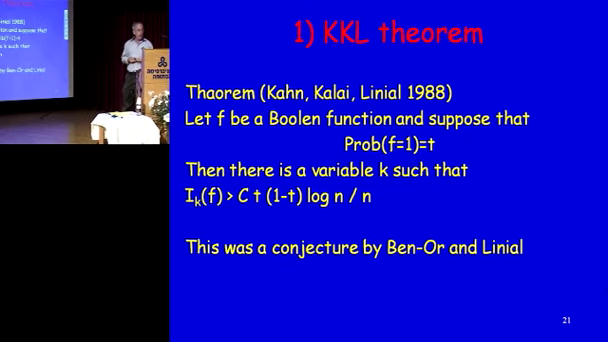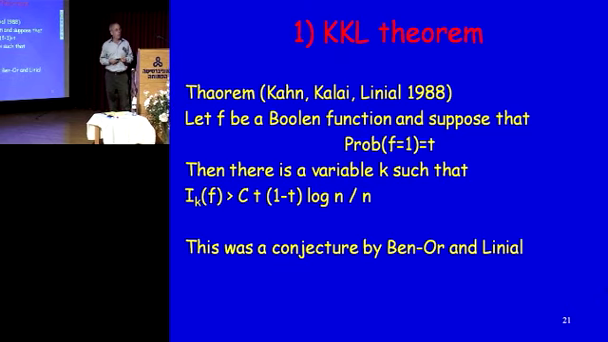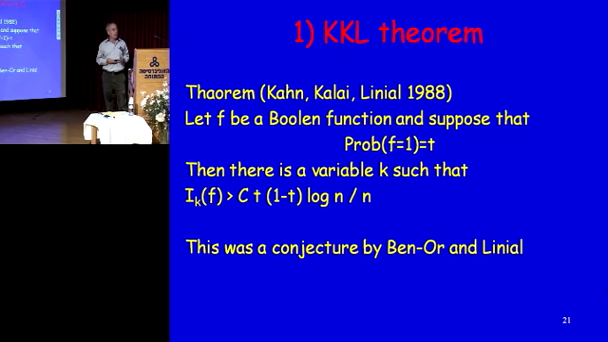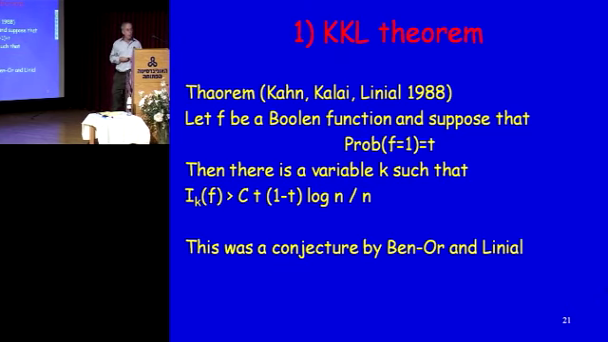The theorem is: let f be a Boolean function, and suppose that the probability that f is 1 is t. Then there is a variable k such that the influence of this variable is bigger than a constant times t times (1 minus t) times log n over n. And this was conjectured by Mickey and Nati. I will tell you one ingredient of the proof.